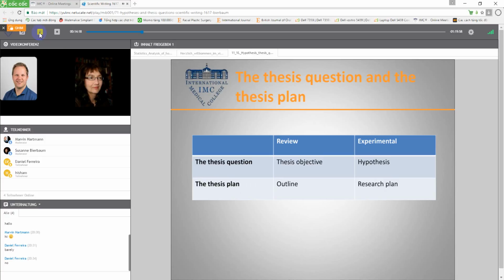For an experimental thesis, you need, before you start the work, not only the writing, in this case it's also the work, a research plan, which is basically an outline, but the requirements are different. I'll go into that more shortly, at least at the end of today.